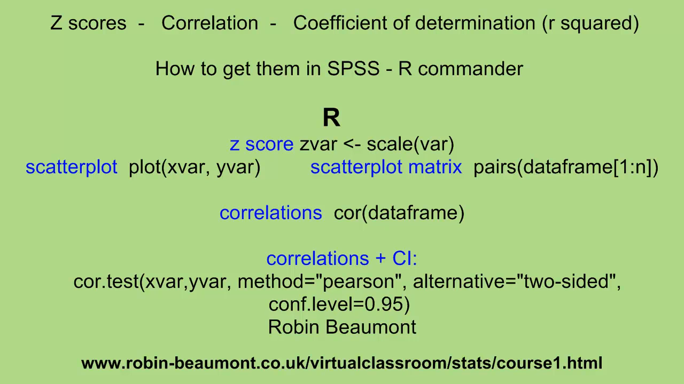We also looked at how to obtain correlations using the cor command. Finally, we looked at how to obtain the correlation plus the confidence interval for that, which we only could do for two variables at a time. And the code there is below. It's cor.test, then two variables, specify which type of correlation you want. I put Pearson there. We want a two-sided p-value and also the level of confidence interval we want to use. So it's 95% there. It should be 0.95.